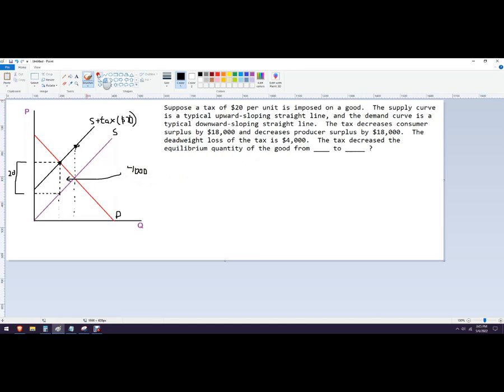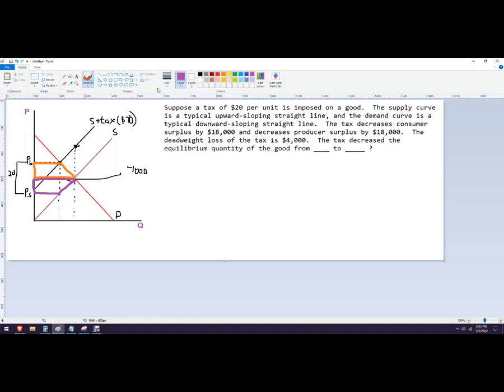Okay, and then furthermore, we're also told that the loss in consumer surplus from the tax, it's important to note here that this is PB. This is the price the buyers will pay. This is the price the sellers get to keep. So the loss to consumer surplus is going to be the area right in here. And we know that that entire area is $18,000, and then this purple area right here, the loss to producer surplus, is also $18,000.